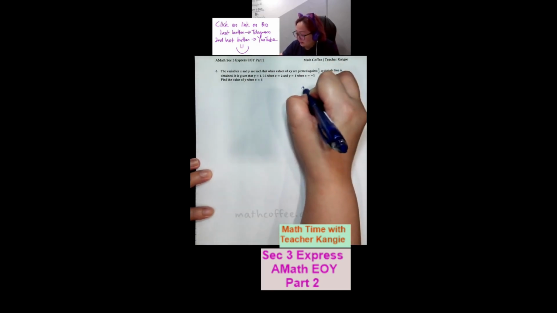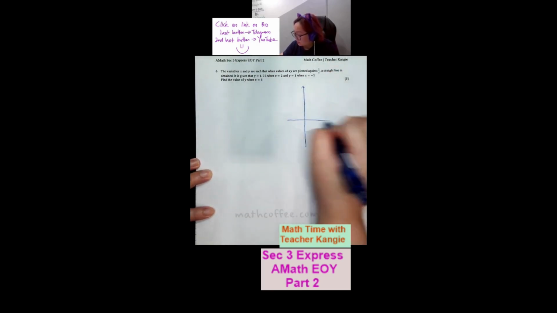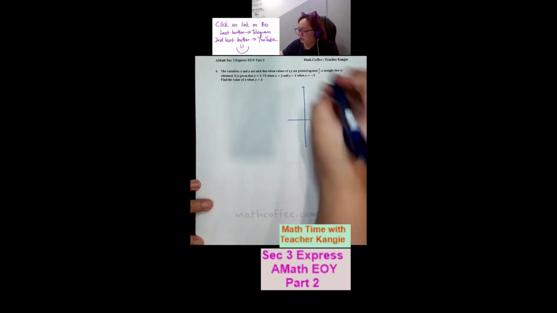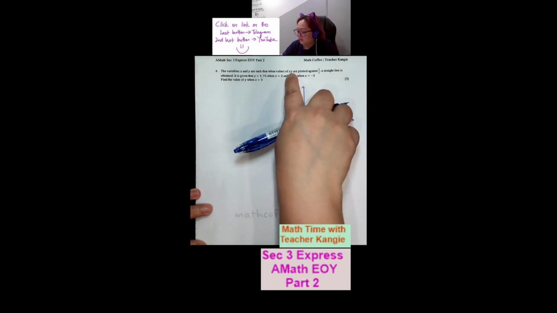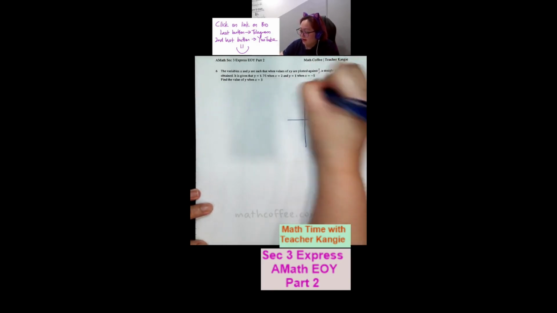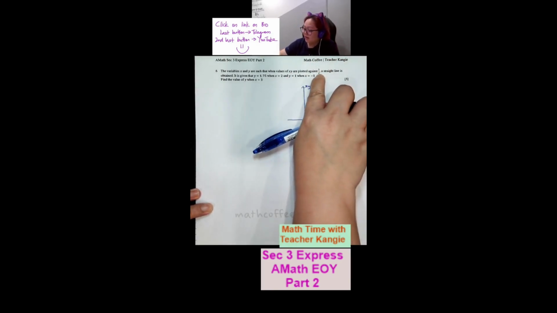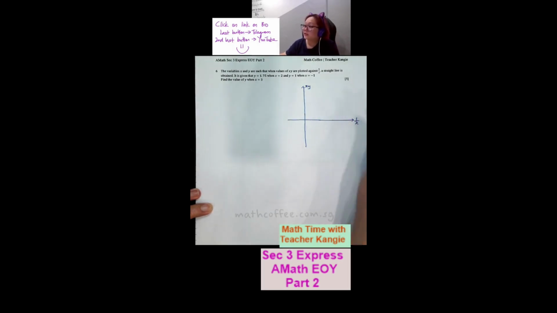So I always like to draw out. No need to be so nice, you just want to draw out the story. So this is the big Y, so here you will write xy. This is a big X, so this is the 1 over x.